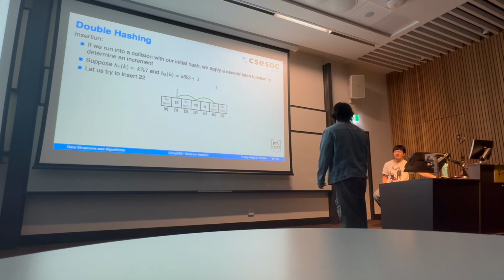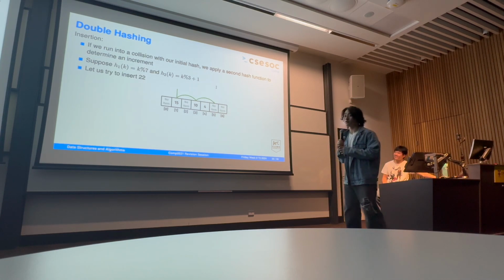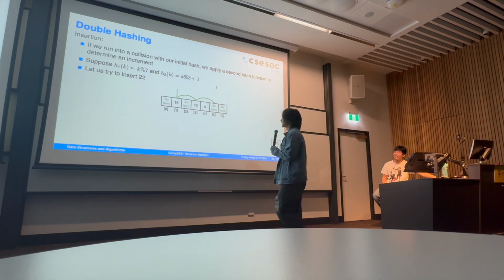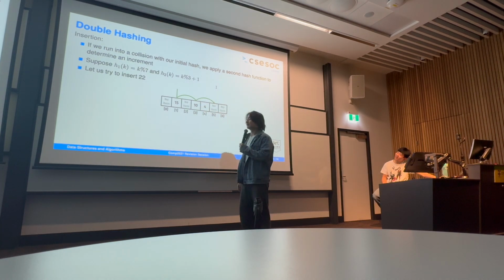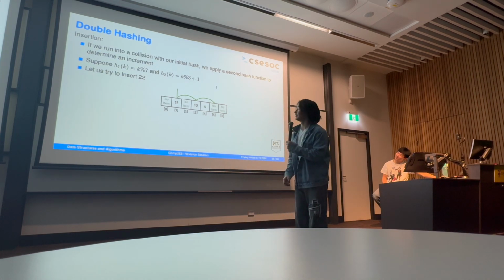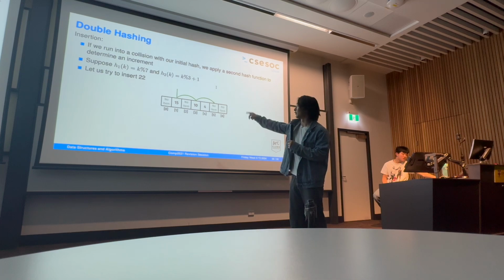Wait, 22 mod 3 is 1. Yeah, but plus 1. Oh, okay, which gives me 2. And what this 2 does is we start from where we originally were, and keep jumping 2 until we find an empty slot, and we can put it there. And you can see that linear probing is actually a subset of double hashing, where you jump by 1, but this time we jump by n.